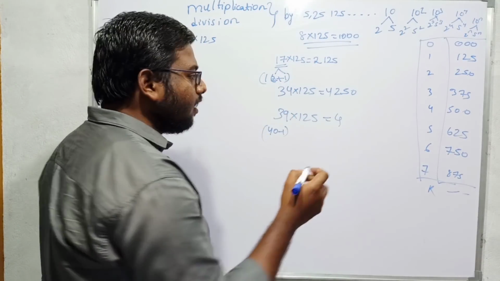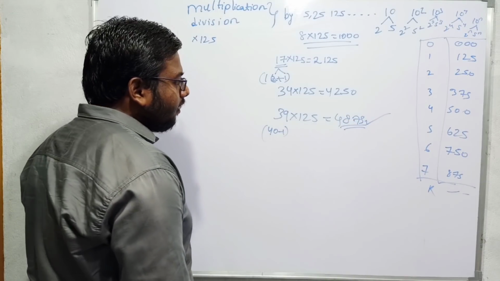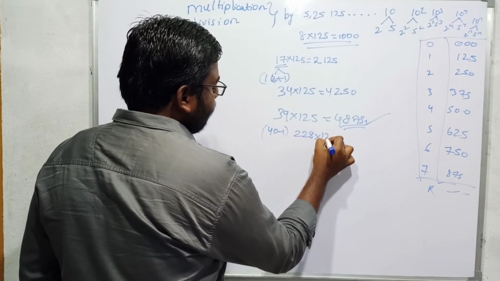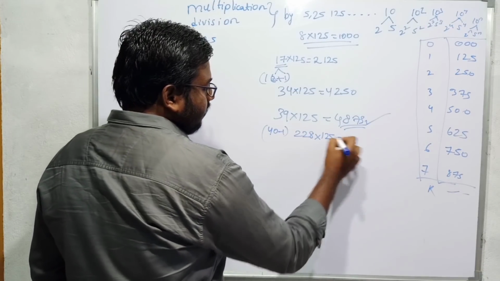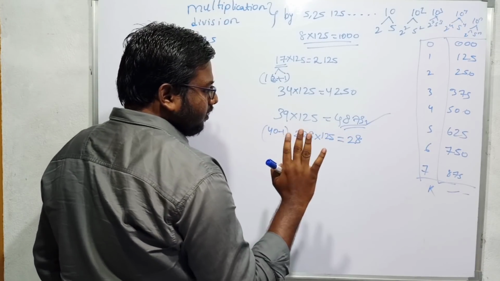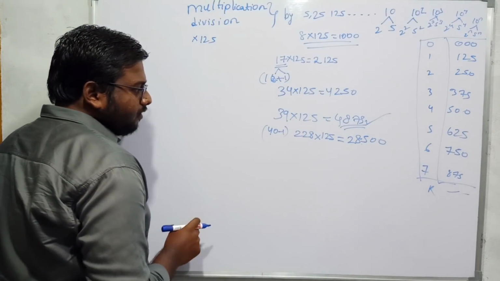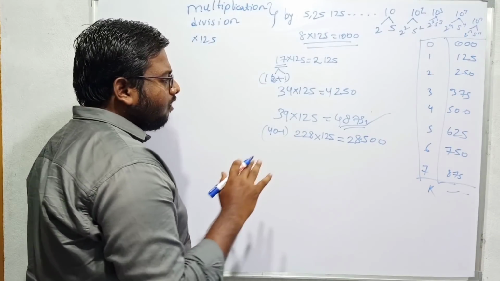7 into 125 is 875. 4875 is the remainder. 4875 is the result of this. For example, if I multiply this with 228 into 125, I should divide this with 8. 8 2s are 16, 8 8s are 64, and 4 is the remainder. 4 125 is 500. 28500 is the answer of this. For example, like this, you can calculate the multiplication of any number with 125.